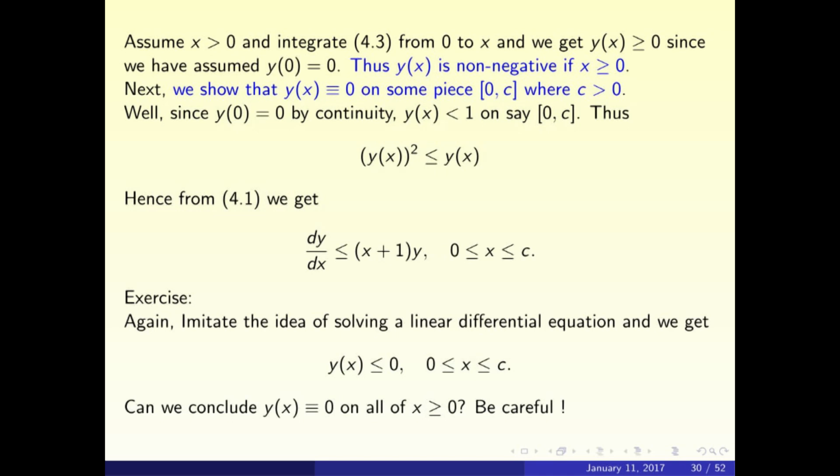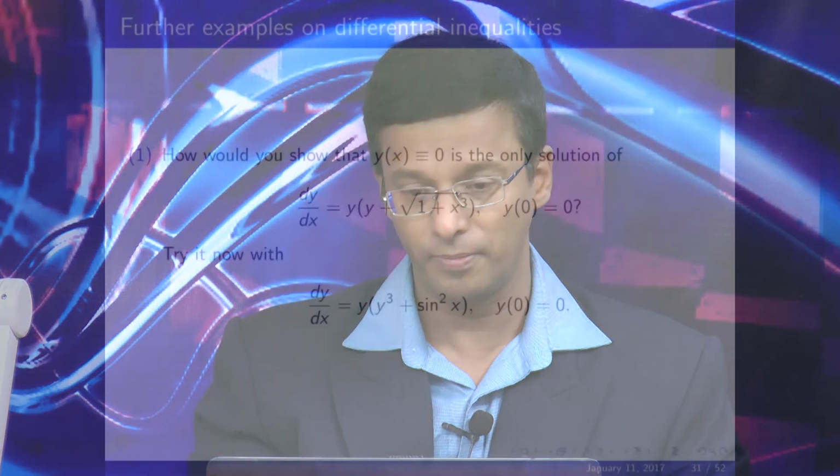But now we want to show that not only is y(x) identically 0 on the piece 0 to c, it must be 0 everywhere. You can actually show that it is going to be 0 everywhere. Proceed by contradiction. Suppose it is 0 up to a certain interval, after which it becomes positive, then try to arrive at a contradiction. Be slightly careful if you are working this proof out.